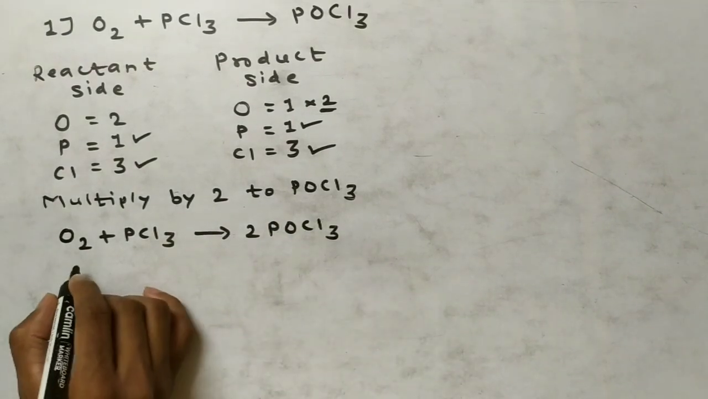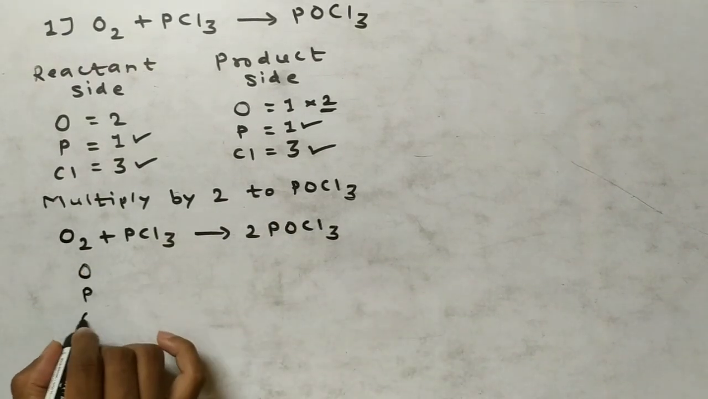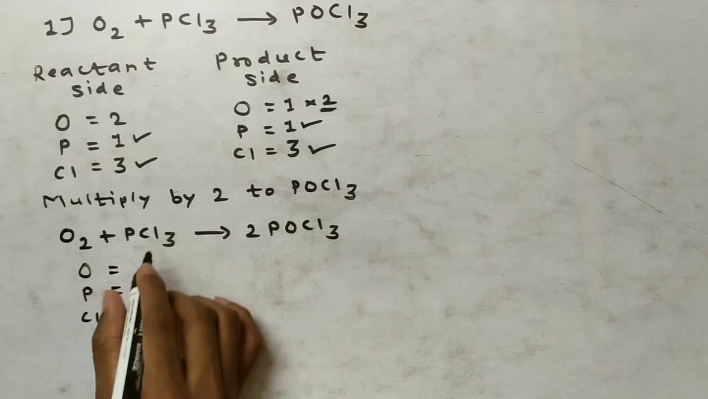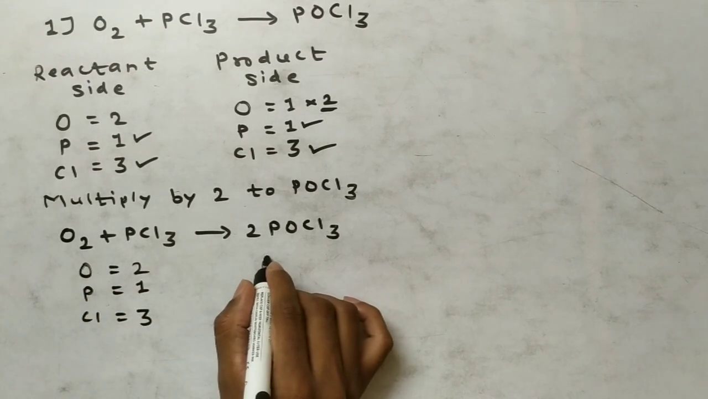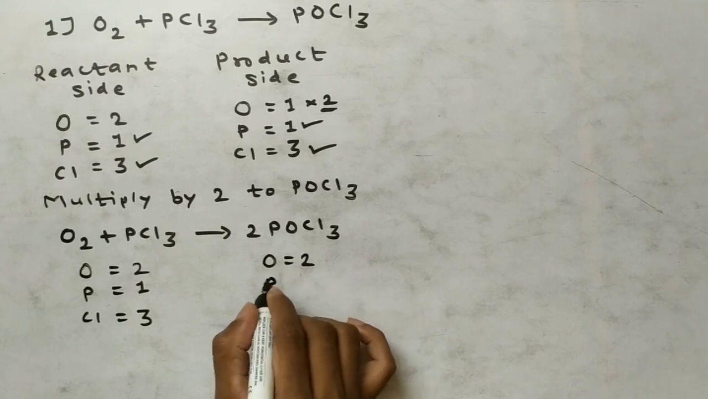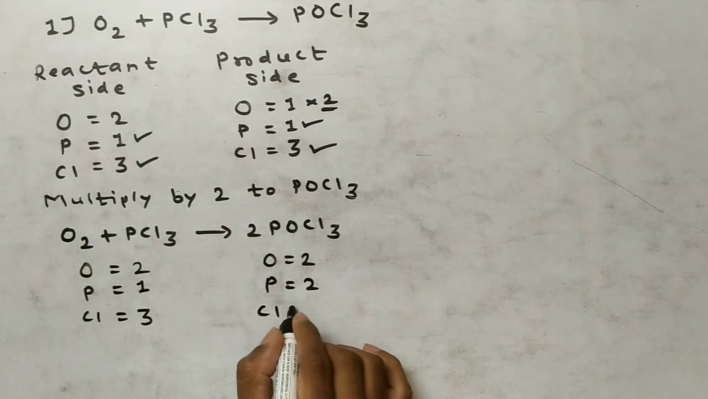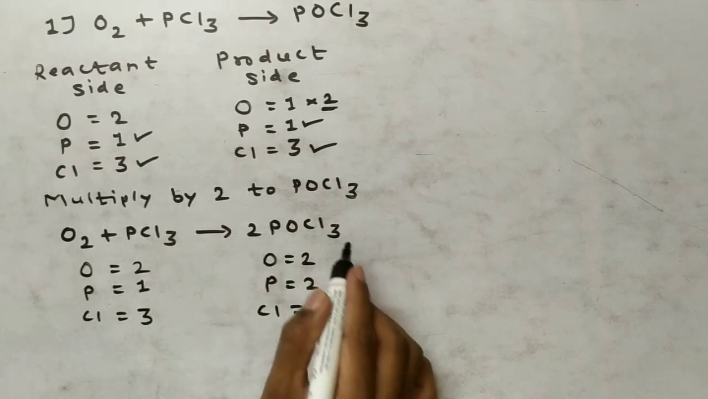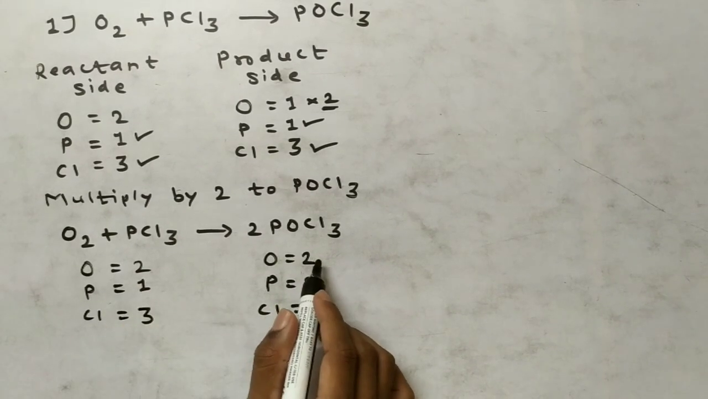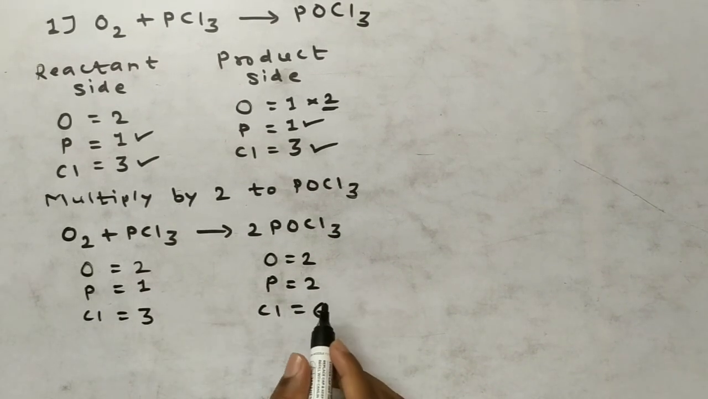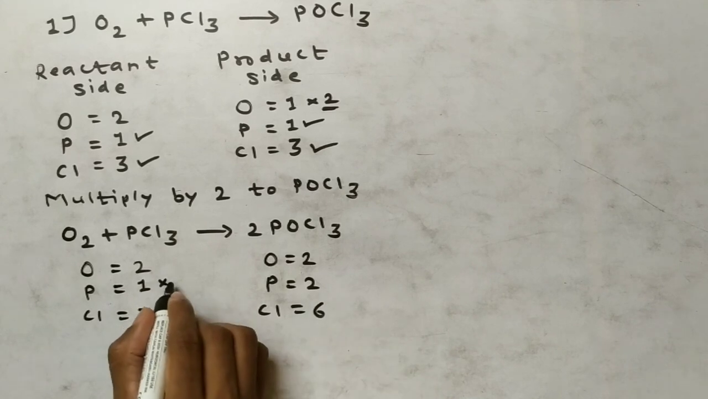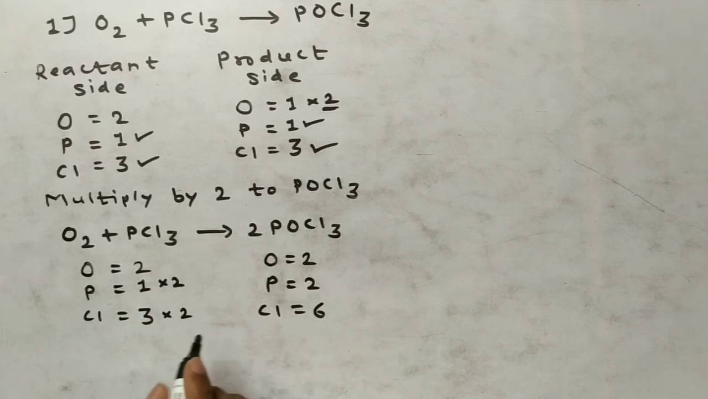Now we'll write down the number of atoms on both the sides. So oxygen 2, phosphorus 1 and chlorine 3. On the product side, oxygen 2, phosphorus 2 and chlorine 6. So 2 multiplied by 3 is 6. Now the oxygens got balanced. Now we have to balance the phosphorus on the reactant side. So on the reactant side, if we multiply this phosphorus by 2 and this chlorine by 2, then both phosphorus and chlorine will get balanced on both the sides.